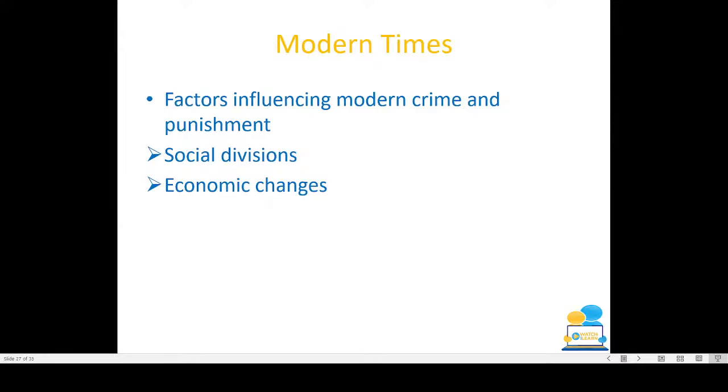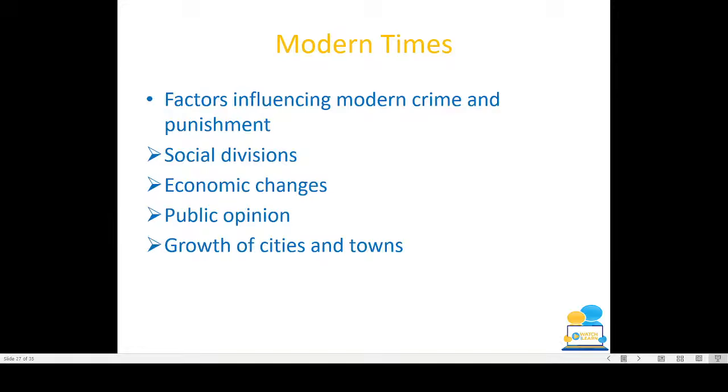So these are the ways in which crime and punishment change over time. Public opinion, obviously, and then we have the growth of cities and towns. As cities and towns grow, there is the potential for more people committing crimes as the population is growing. And finally, public attitude and opinion will also alter how crime and punishment is viewed. Based on public opinion, we'll deem generally what types of punishments people feel are acceptable, and that will change over time, which we'll notice.